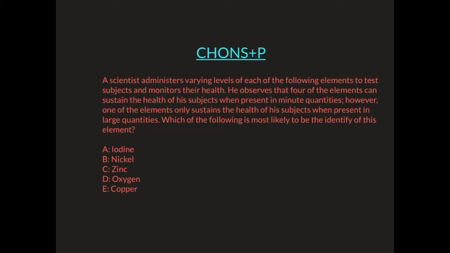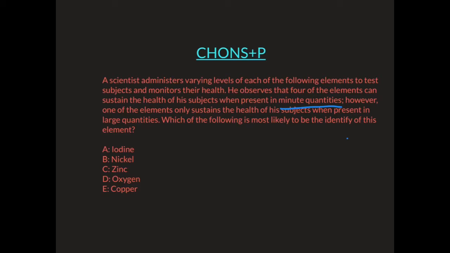Next question. A scientist administers varying levels of each of the following elements to test subjects and monitors their health. He observes that 4 of the elements can sustain the health of his subjects when present in minute quantities. However, one of the elements only sustains the health of his subjects when present in large quantities. Which of the following is most likely to be the identity of this element?